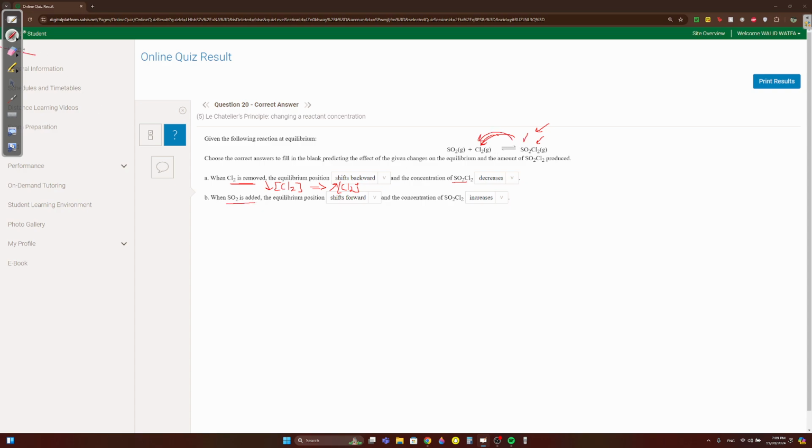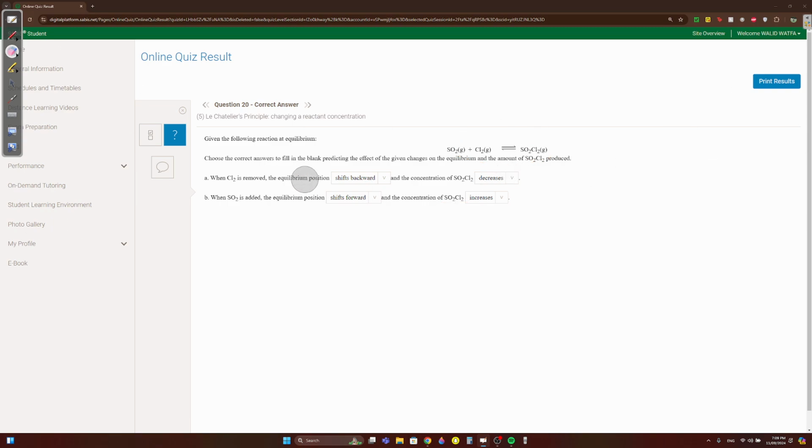If you add SO2, that means the concentration of SO2 increases. If the concentration of SO2 increases, how will the system counteract it? It will have to decrease the concentration of SO2. It's going to do the opposite. SO2 is here. If I don't want SO2, I want to decrease it, where will I go? I will go where there's no SO2, right? I'll go the opposite way. So I'm going to go forward. So what's going to happen to the concentration of SO2Cl2? It's going to increase if it's in the forward.